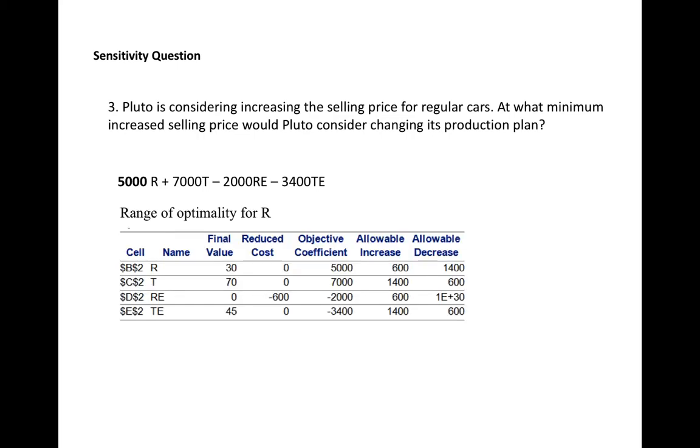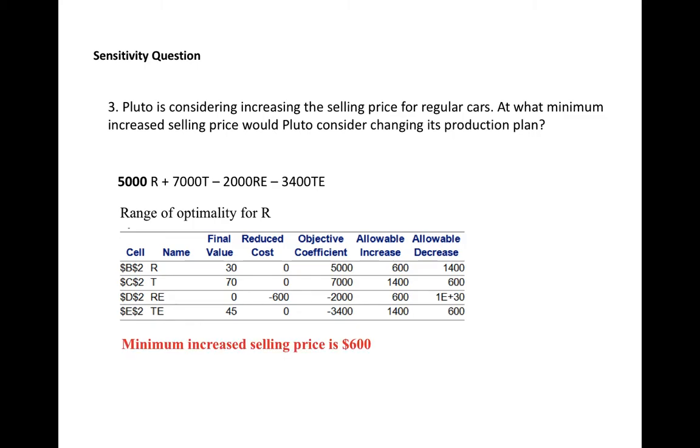So we know that this is about my range of optimality. Let's take a look at the sensitivity report for my coefficient of R. For my coefficient of R, the allowable increase is 600, meaning that if we change within this range, your optimal production plan will stay the same.